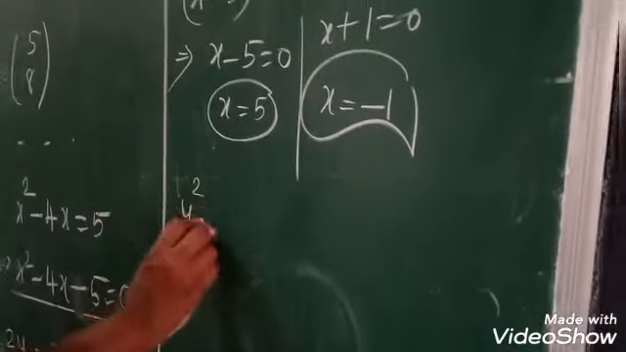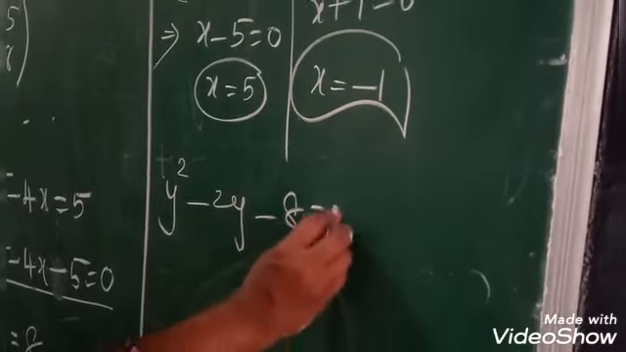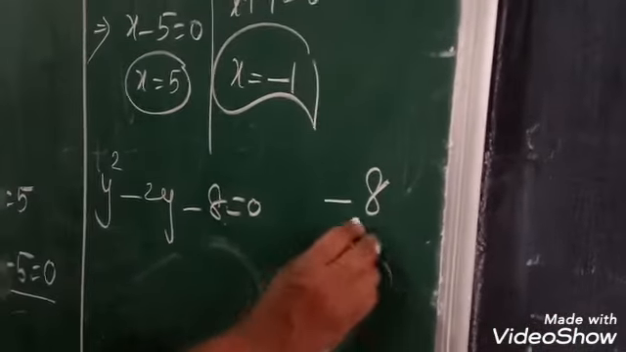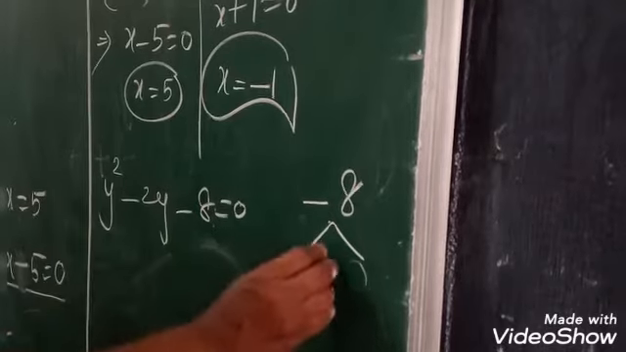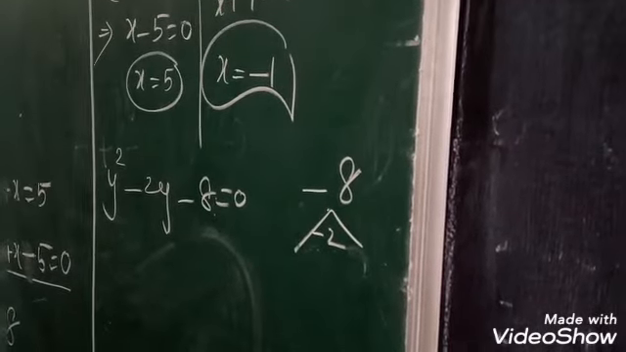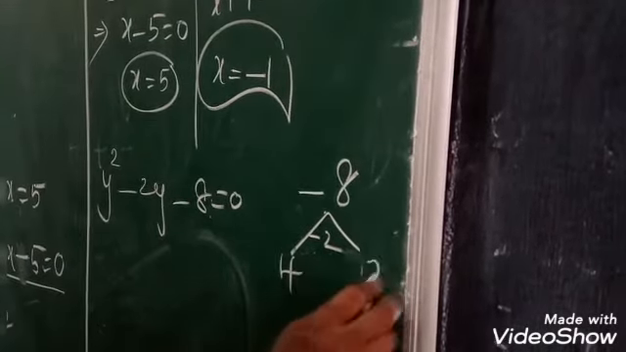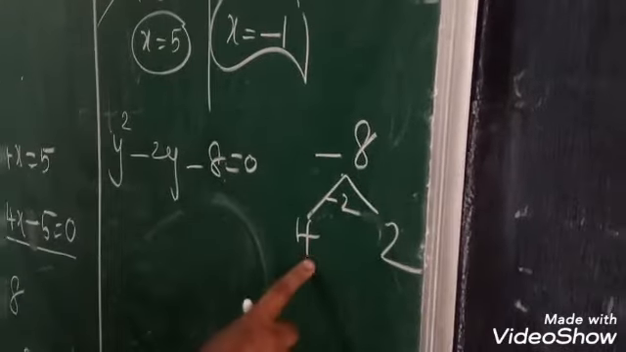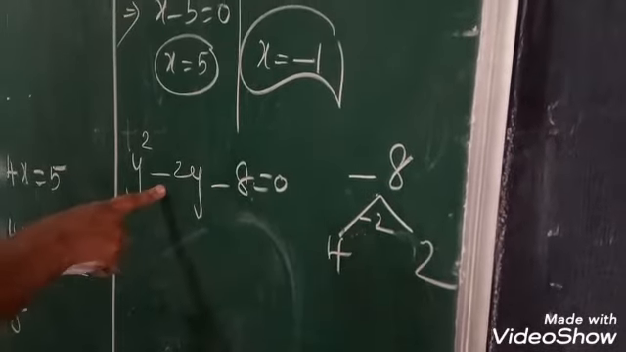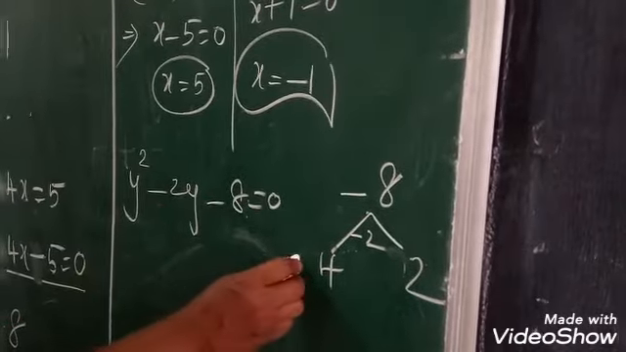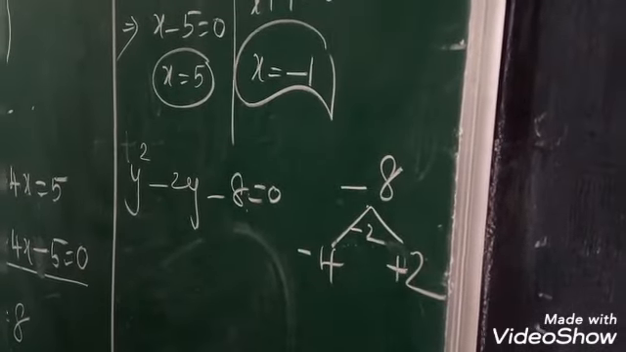In the same way we want to find out y. Okay girls, here y squared minus 2y minus 8 is equal to 0. If you multiply you will get minus 8, and if you add you will get minus 2. What are the two numbers? Yes, correct. 4 twos are 8, 4 minus 2 is 2. But here minus 2 has to come, so the bigger number should be minus and the smaller should be plus.